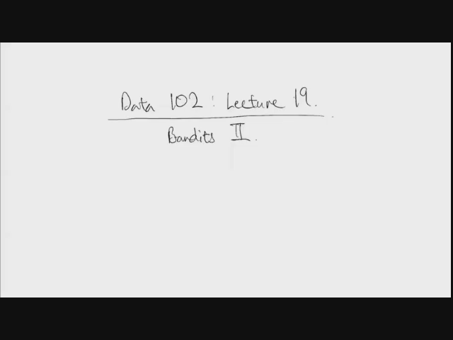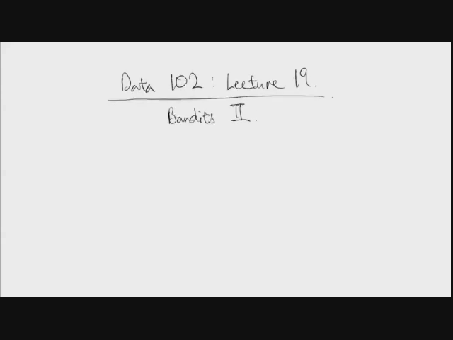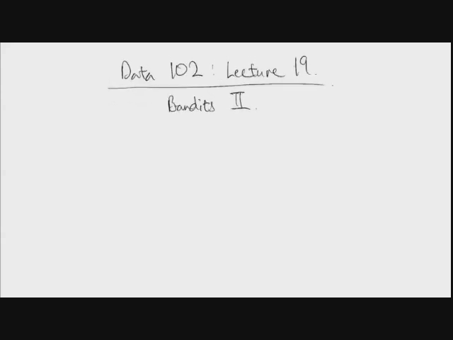Today's lecture is going to be a second lecture on the topic of bandits. So broadly speaking, we're going to continue where we left off the last time, but let me give you first an overview about what the topics are that we're going to talk about. Okay, so we're going to start with UCB, the upper confidence bound algorithm.